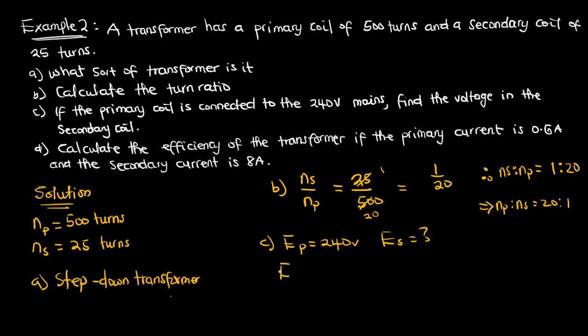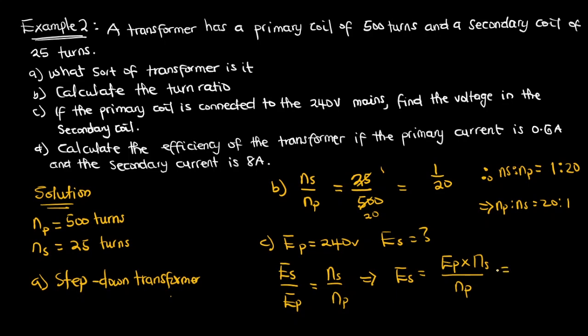So for this ES, the secondary voltage over the primary voltage is equal to the number of turns in the secondary over the number of turns in the primary. This is the ratio we'll be using. Are you okay? So from here, to make the secondary voltage the subject, ES will be equal to EP multiplied by NS, and we'll divide it by NP. So that is it.